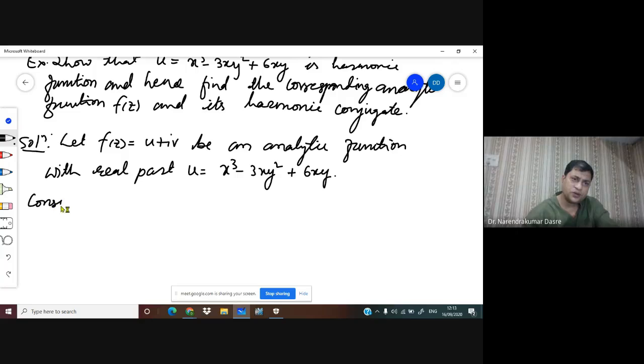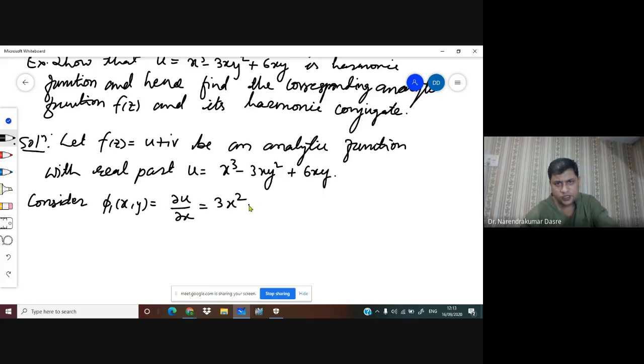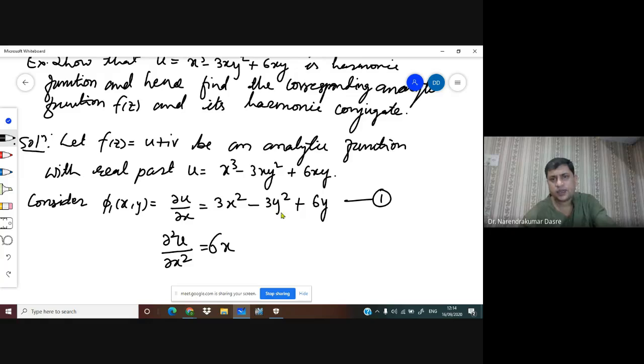So what is the second step? We have to show here also that this is a harmonic function. So consider phi1 of xy is equal to ∂u by ∂x. So we got here 3x square minus 3y square plus 6y. Let this be equation 1. Now to show a harmonic function, find out the second order derivative. So ∂²u by ∂x² is equal to 6x, and the derivative of this term is going to be 0. So this is going to be equation 2.